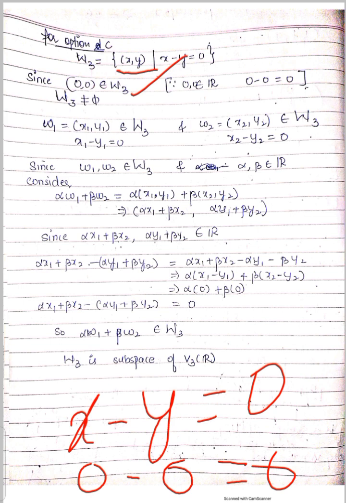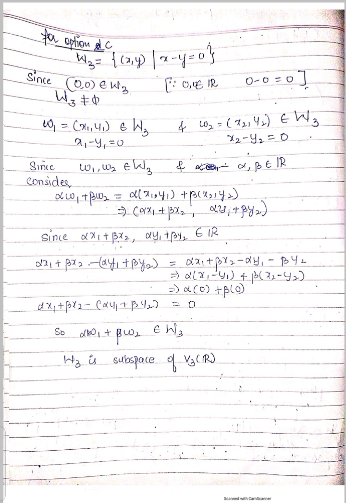Okay, and if you want to prove whether it is a subspace or not, we have to apply the one step rule, that is alpha into W1 plus beta into W2. So the first thing is we have to take the W1 and W2 from your V3. We have to take two elements from the W3. The elements of your W3 are in the form of x1 comma y1 and x2 comma y2, and these two elements W1 and W2 must satisfy the condition. What is that condition? x minus y. Here we have ordered pair x comma y, so this condition must be satisfied.